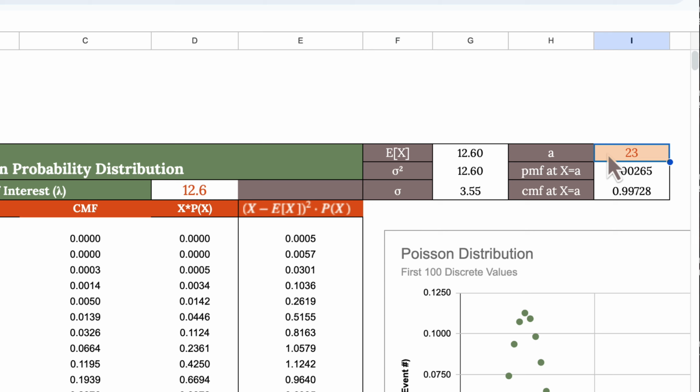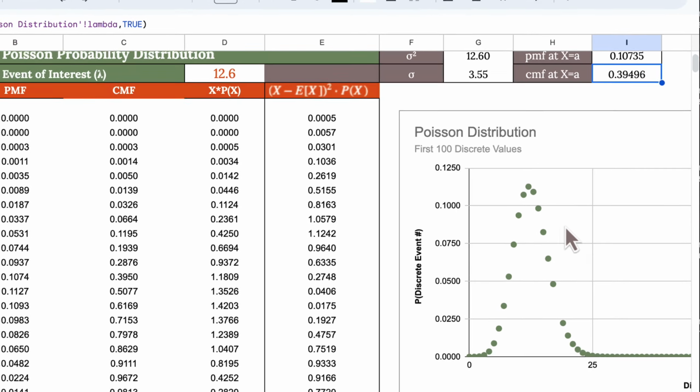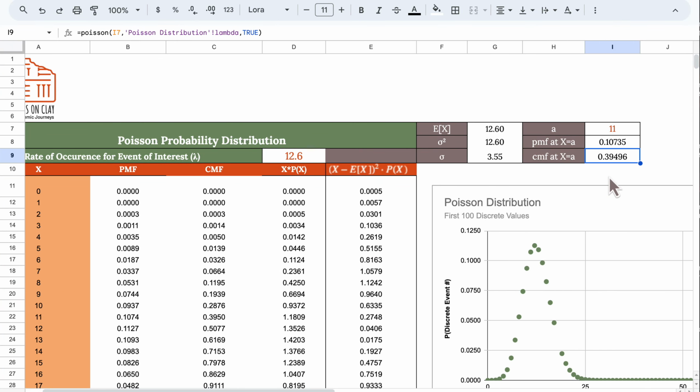If you wanted to change this over and make it 11, well, there's a 10.7% chance of seeing exactly 11 customers and a 39.5% chance that you would see 11 or fewer customers. That's really all you have to do. You can answer a lot of questions by doing that.